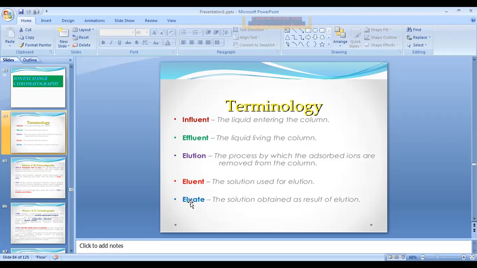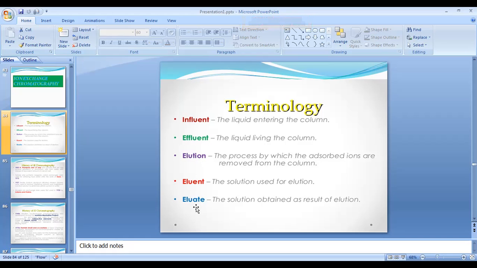After that, we introduce an eluent. Eluent is nothing but a mobile phase. Once we introduce the mobile phase, these adsorbed ions are removed or taken away from the column or stationary phase. That process is known as elution, and the solution used in this elution is the eluent, or we can also say the mobile phase.